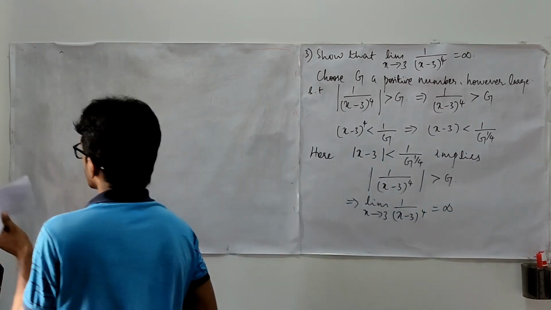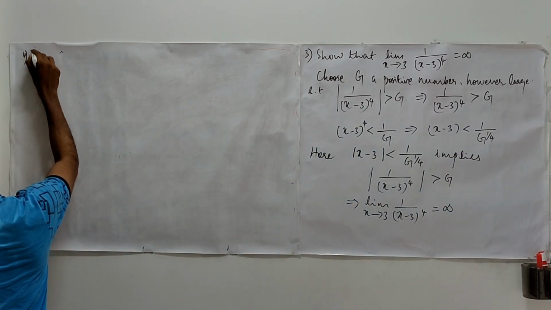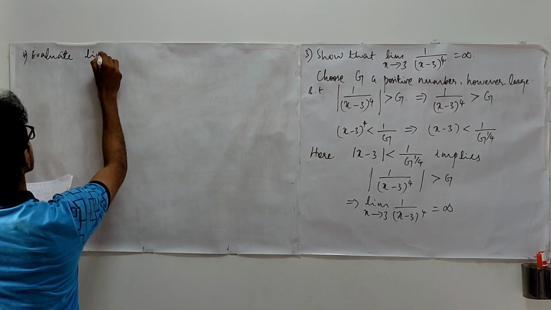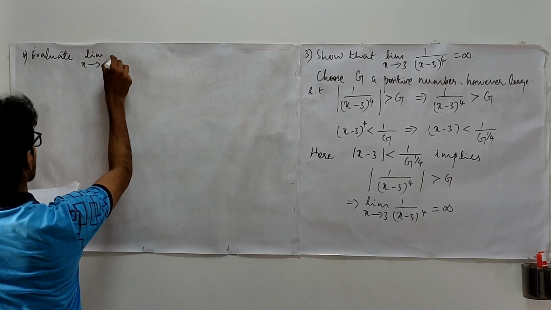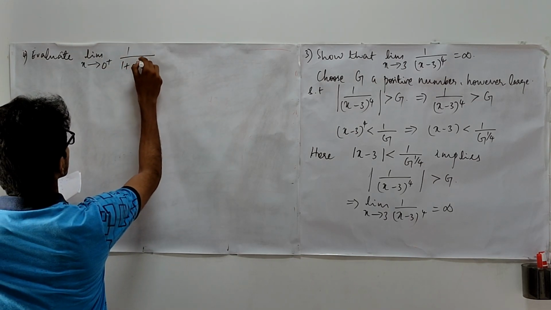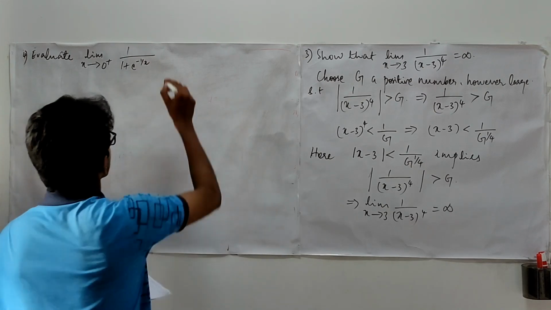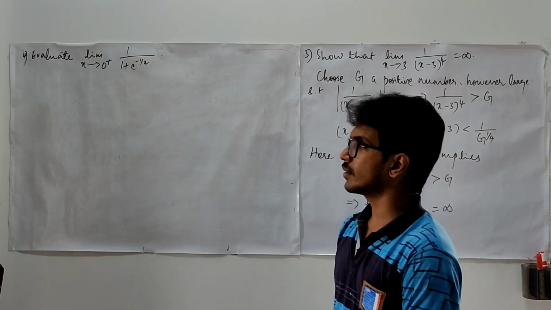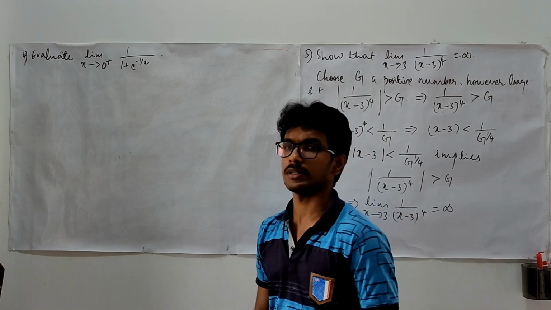That is, we have to evaluate the limit as x approaches 0 plus of 1 upon 1 plus e to the power minus 1 upon x. This limit we will have to evaluate. Let us plainly look at it and see what happens.